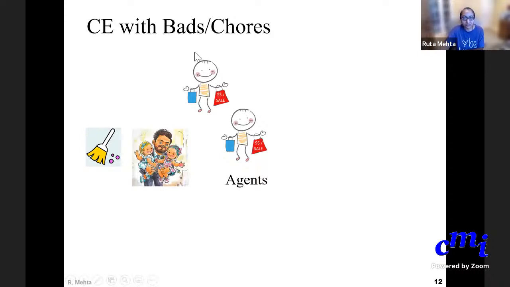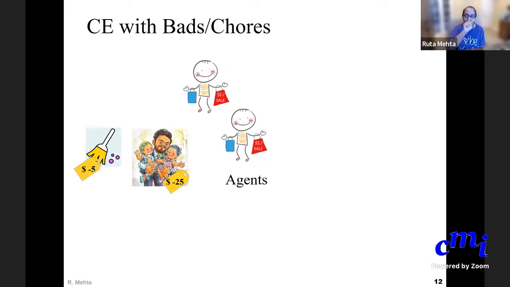So when there are chores, how do you define a competitive equilibrium? First of all, it's almost similar, but for chores, I can't ask you to do this chore and pay one rupee or 10 rupees or something. That's not going to happen. You're not going to pay me for doing chores. I have to pay you for doing chores. So the payment is going to reverse. Everything else is the same.